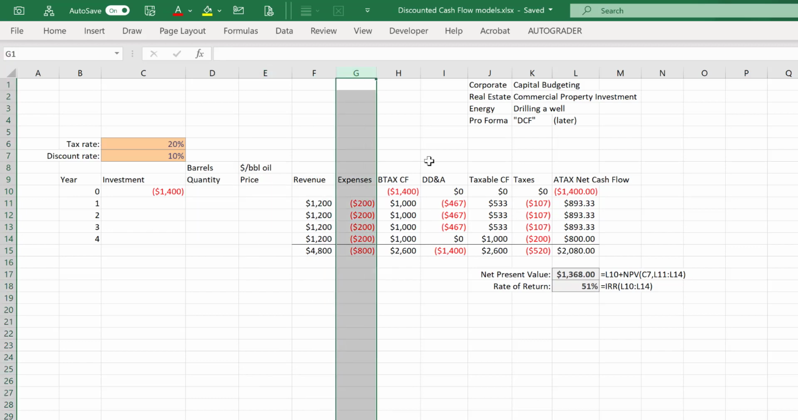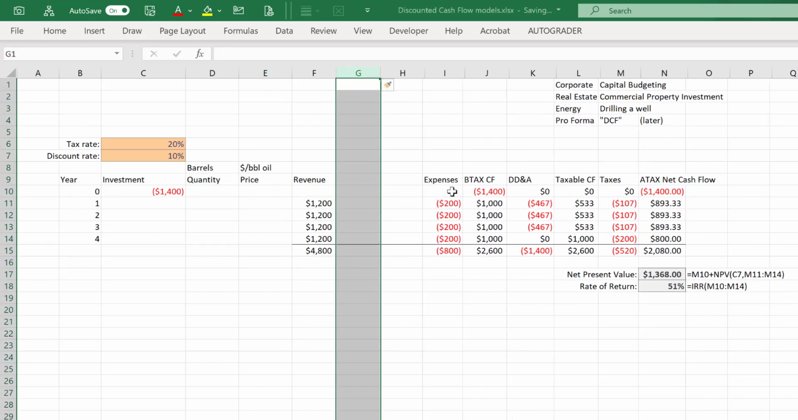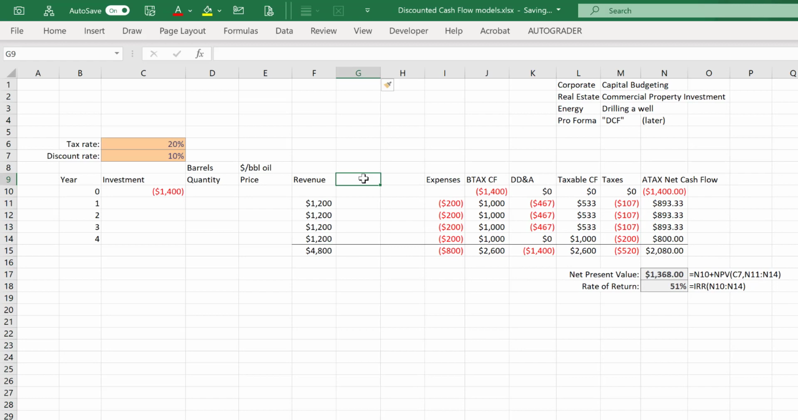Now you could also come in here and do something with expenses. You might have maintenance and insurance, and that would be for a real estate project. You might have power and chemicals for an energy project. You might have operating and maintenance, however you spell the word maintenance, for a capital budgeting project.